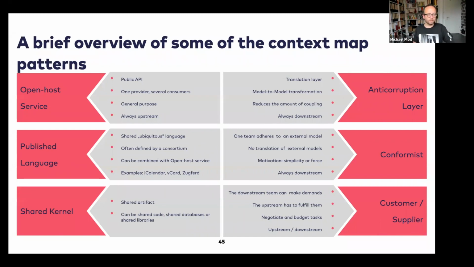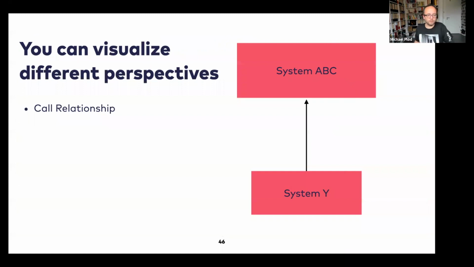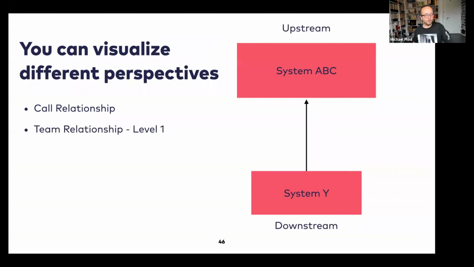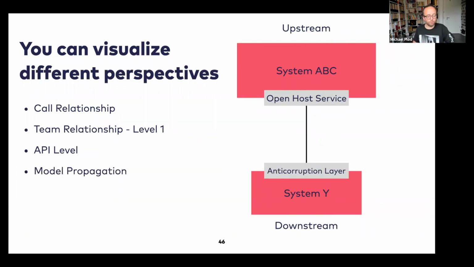And with that, we can visualize different perspectives. The call relationship is a first level of the team relationship, where we have an upstream, downstream relationship. An API level with the customer-supplier and the open host service, a model propagation view with the anti-corruption layer, for instance, and a deeper insight into the team relationship. Okay, there is a customer-supplier relationship. I'm not so sure if a customer-supplier relationship against an open host service is a very good idea. Those are the nuances and the details.